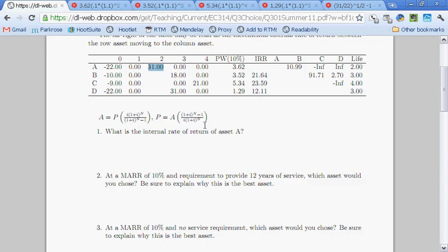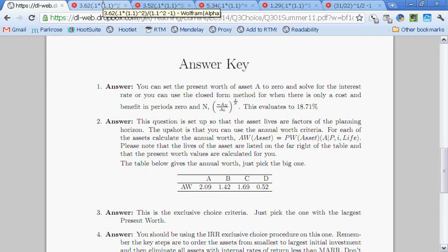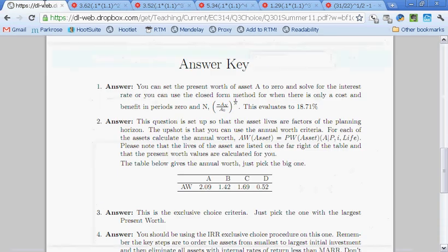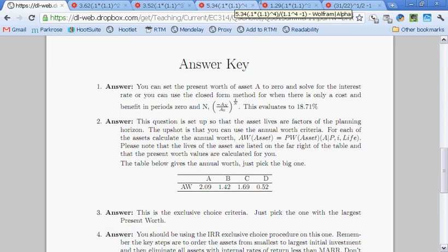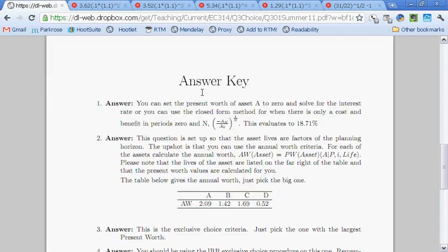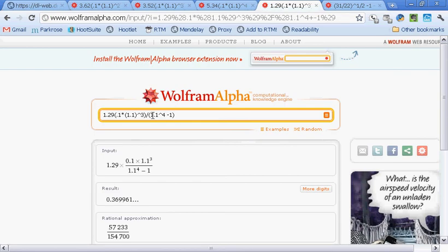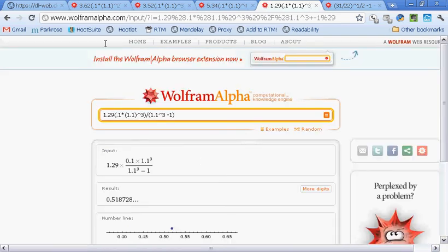3.69. And if you look down on the key, hopefully I managed to get the exact same answers at the bottom: 2.09, 1.42, 1.69, and the last one is 0.52. Oh, that's different again. Is it 4 periods or 3 periods? How long does that one last? It lasts 3 periods, so it looks like I messed up a couple of things on there, so the 3 is right there. There you go.